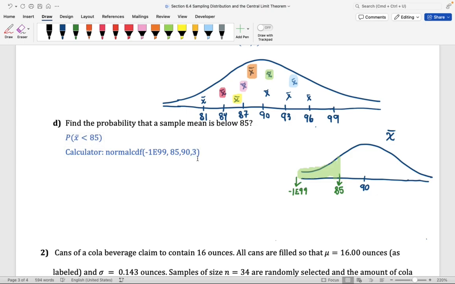So again, if you're using a calculator, you're going to use normal CDF. The lower bound is -1E99. The upper bound is 85. The mean is 90 and the standard deviation is 3.